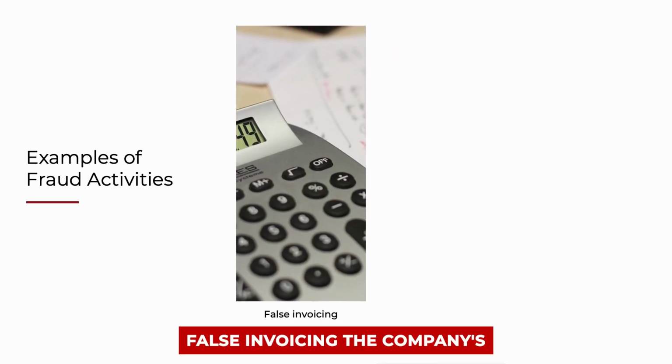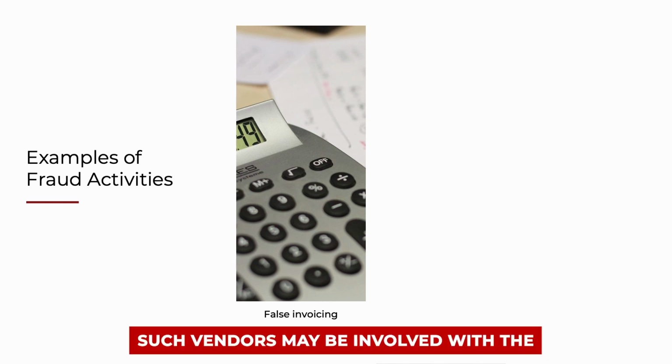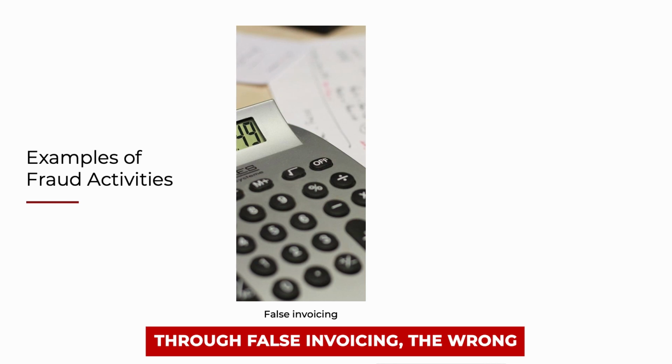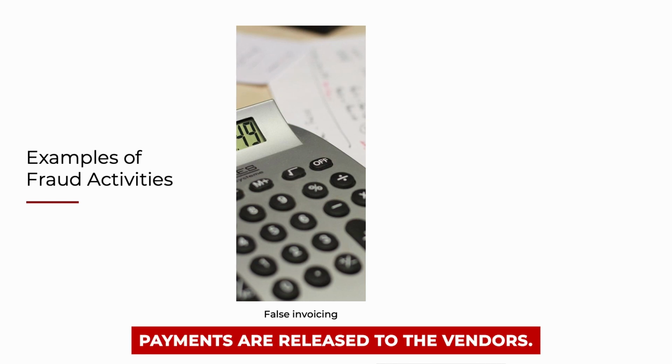False invoicing. The company's employees use false invoicing methods to make wrong or excess payments to outsiders or vendors. Such vendors may be involved with the company's employees to commit fraud. Through false invoicing, the wrong payments are released to the vendors, who in turn provide financial benefits to the concerned employees of the company that made false invoicing.